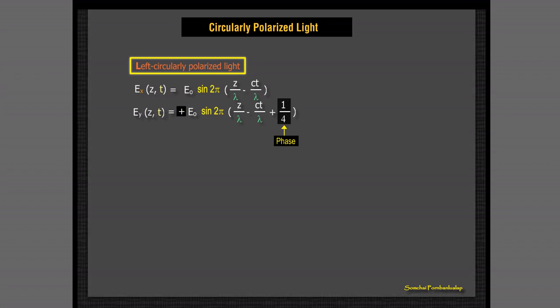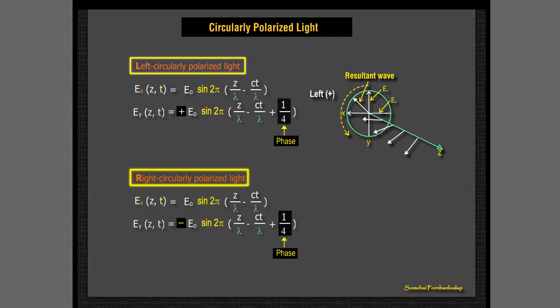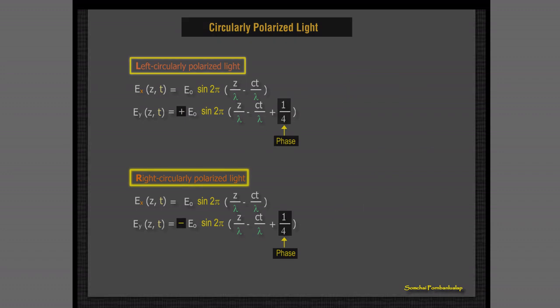One component, for example the y component, travels 1/4 of a cycle, or 90 degrees, ahead of or behind the x component. Thus, when the two components combine, the resultant wave is left circularly polarized light and rotates counterclockwise along the z direction as it moves in space. A plus sign in the equation means rotation occurs in the counterclockwise direction, and the resultant wave is left circularly polarized light. A minus sign means rotation occurs in the clockwise direction, and the resultant wave is right circularly polarized light.